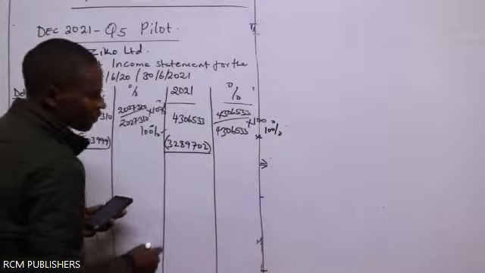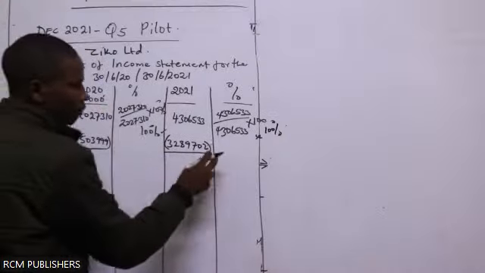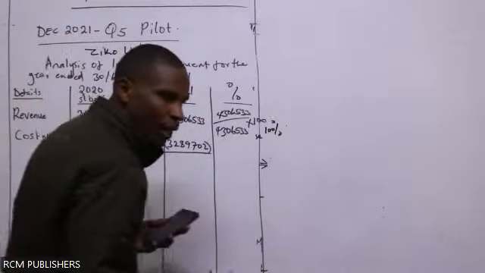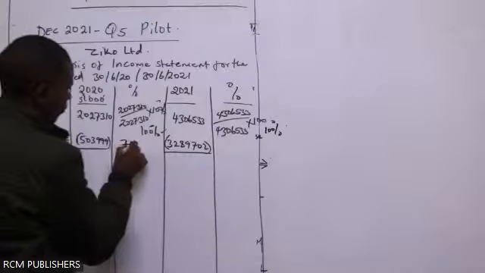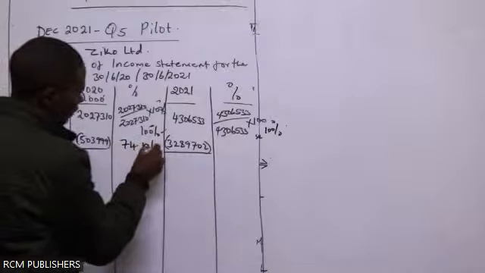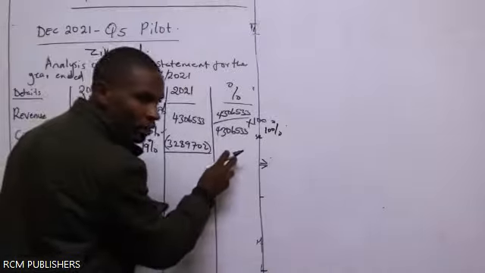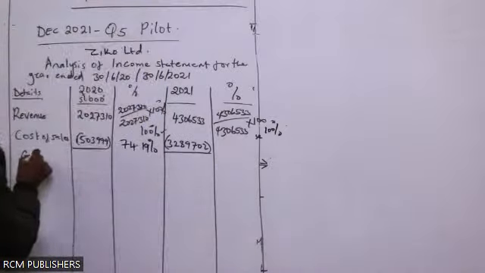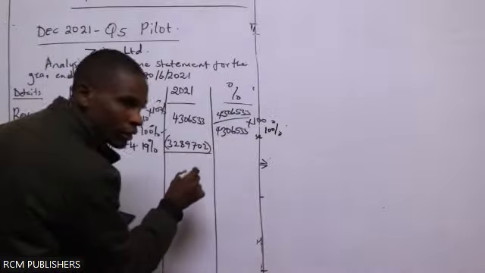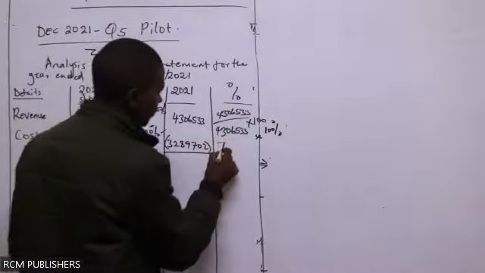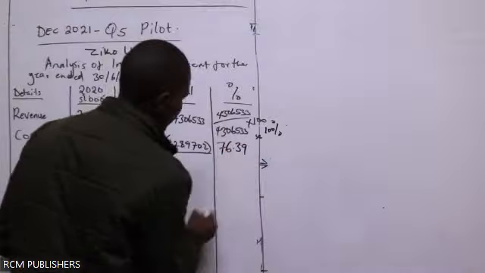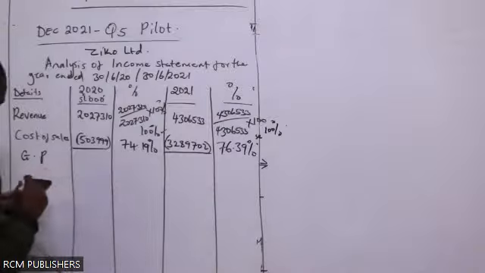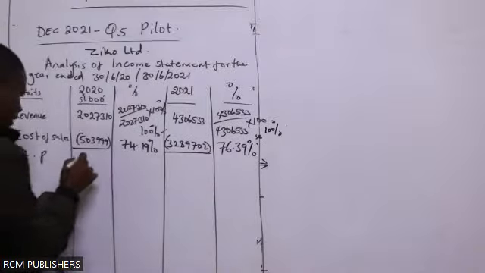What percentage have we got here? Give me these, please. 74.19, thank you. 74.19%. What about this one? Good, to gross profit. The other one, 76.39. I like this percentage. We move to gross profit. Gross profit is 523,311.